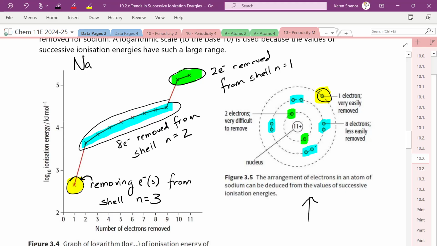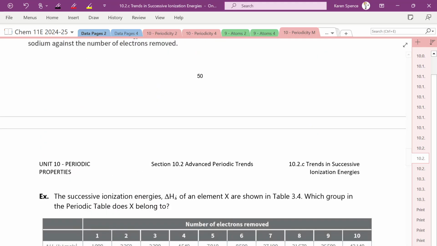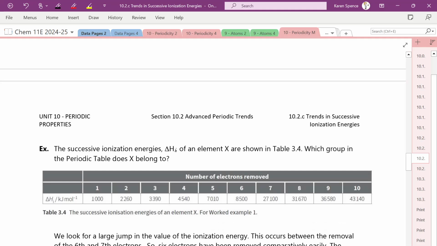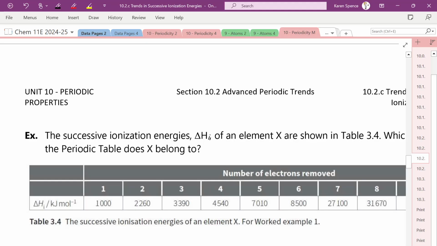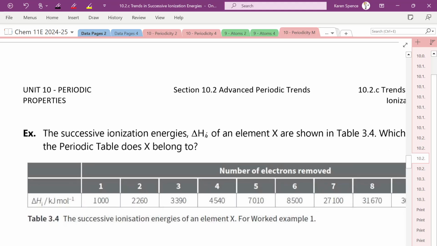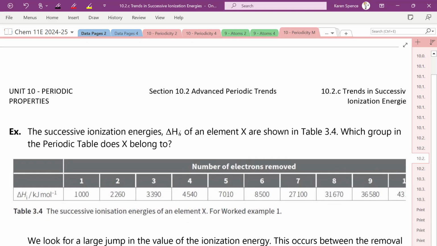Color-coded, in case you guys like color coding. Okay, here's an example. Why don't you guys try this one? Which group in the periodic table does element X belong to?